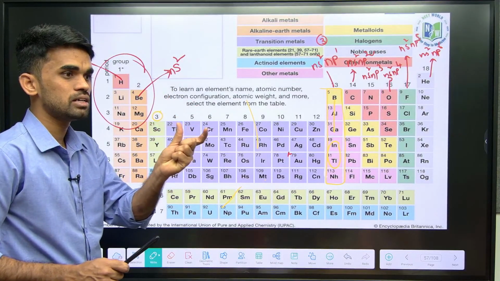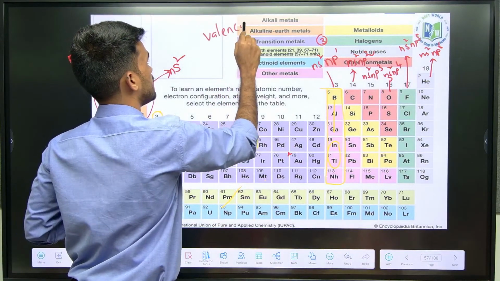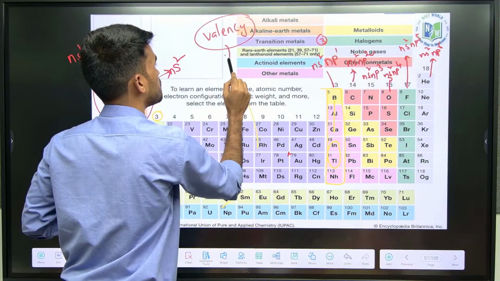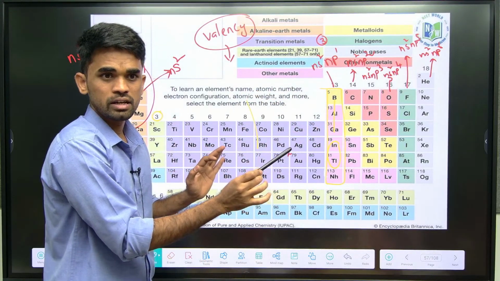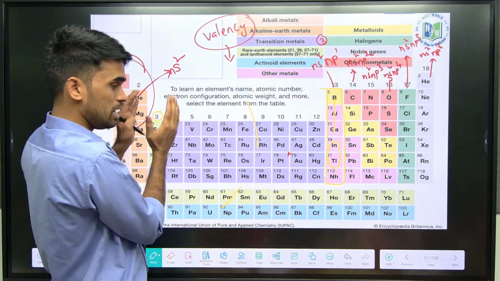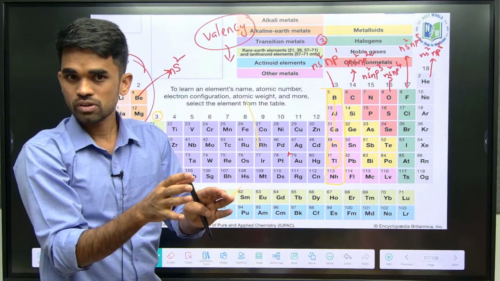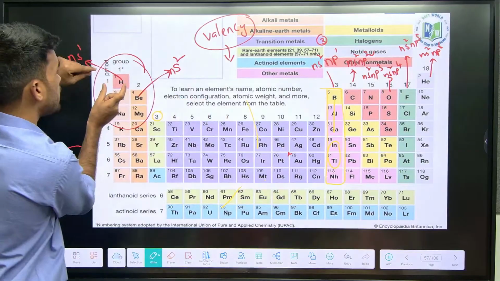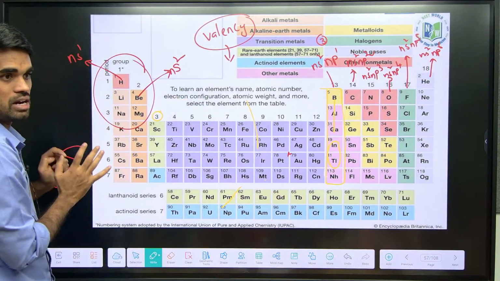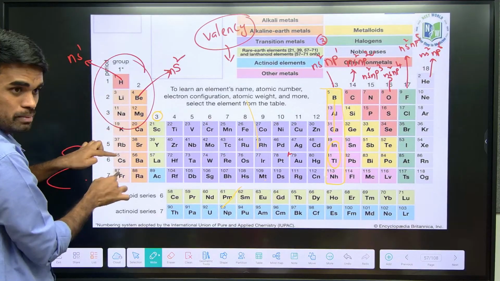This valency term indicates the combining capacity of that element. What do we mean by combining capacity? That element will show some chemical reactions. So with how many electrons, what is the combining capacity of first group elements, they will ask. Like halogens, like these alkali metals.